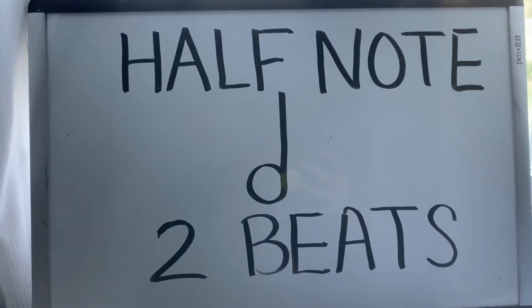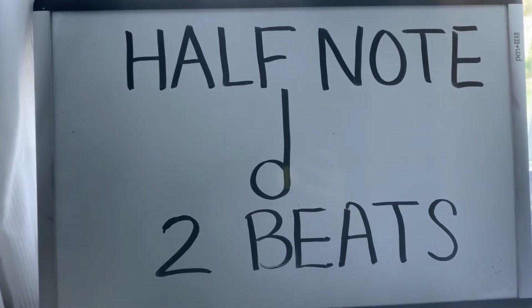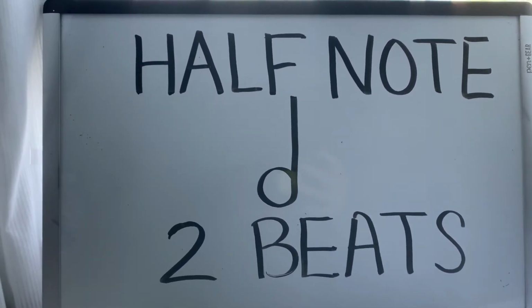For example, if you're counting to 4, it would be 1, 2, 3, 4. It's right on that beat. This is a half note. It's a hollow circle with a line and it holds 2 beats. For example, it's 1, 2, 3, 4.